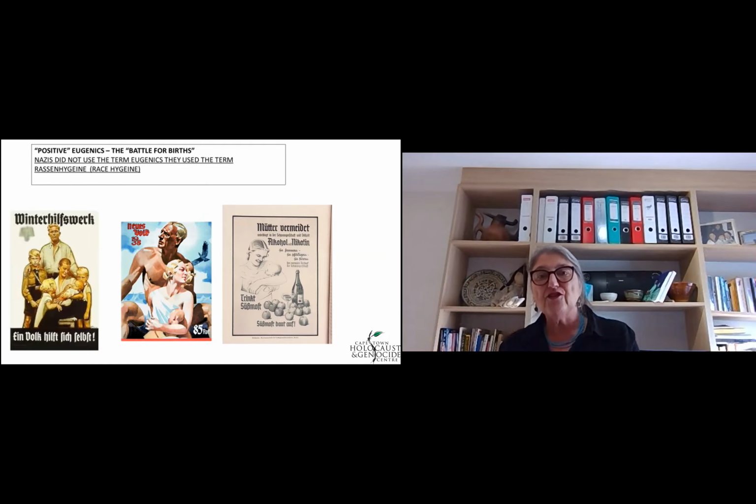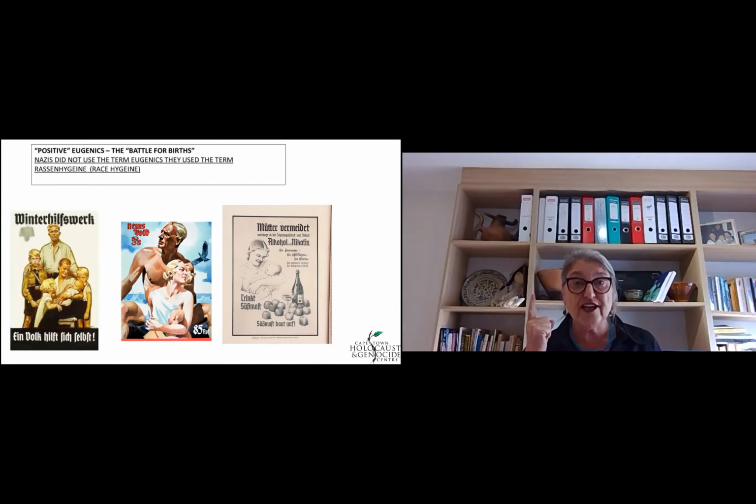But way back in the 30s, the Nazis are saying to pregnant women, don't drink, don't smoke, eat fresh food, eat fresh vegetables. So this is all good advice, except it's only for a certain section of the population. If you're a Jewish pregnant woman, if you're a Black pregnant woman, if you're a Roma pregnant woman, you can eat what you like, and in fact, don't have babies, we don't want them. So this is sort of positive eugenics, the battle for births.